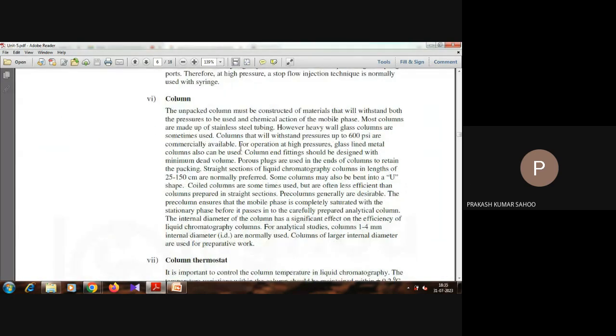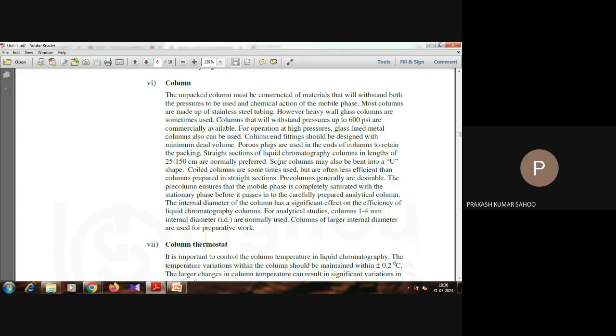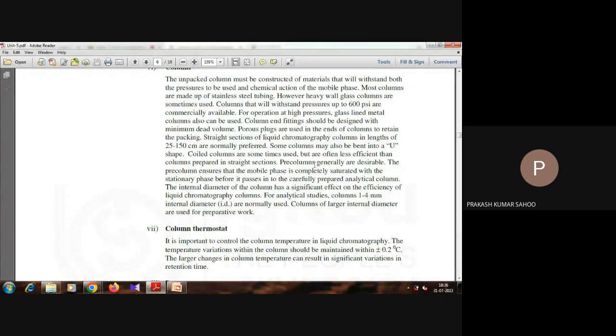Then the column. This is just made up of a cylindrical glass, and the column must be constructed of a material that will withstand both pressure and chemical action of the mobile phase. Most columns are made up of stainless steel tubing. However, heavy walled glass columns are sometimes used at a pressure of 600 psi, commercially available for these things. Just go through these things. This is very common. These are U-shaped. The length of the column should be 25 to 150 centimeters.